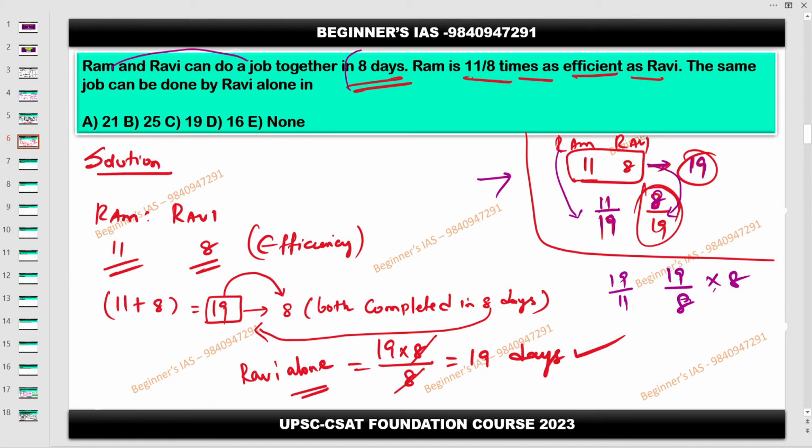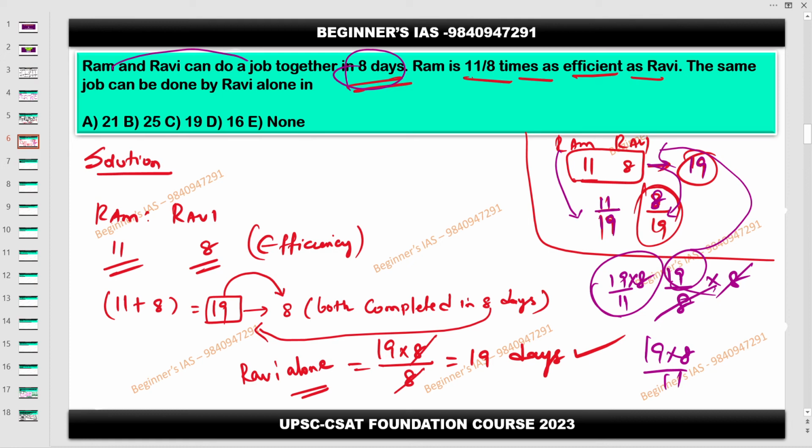Understood? Okay, sir. It is given here, 8 days. That's why it cancels. Simple, 19. So therefore Ravi takes 19 days. If Ravi alone does that work, he takes 19 days. If Ram alone, then what? This many days: 19 into 8 by 11 days. Understood? Yes, sir. Got it. Please take note of these things. If they ask for Ram, then it is 19 by 11 into 8. Yes, sir. Got it.